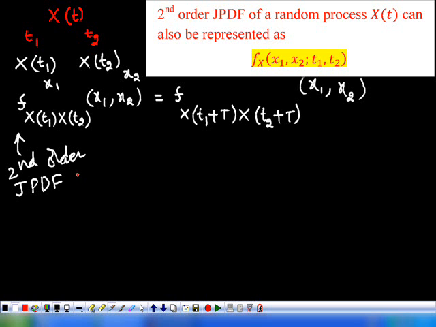So if t1 and t2 are both shifted by the same amount, then there will not be any change in the density function. That is, the statistical properties of this particular process are not varying with time, then the random process is again said to be a stationary random process, and this is the second order stationary.